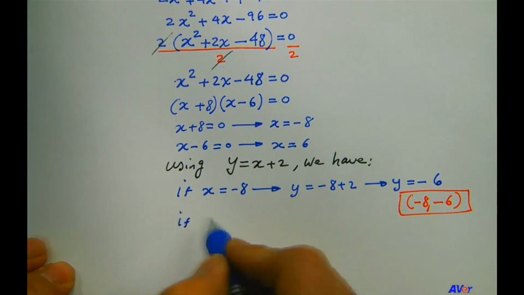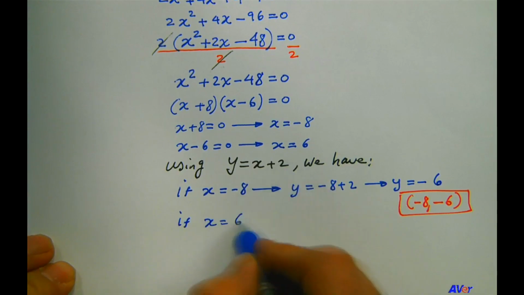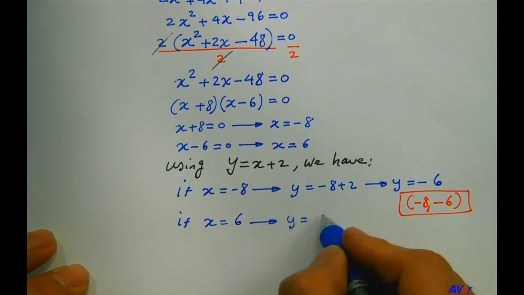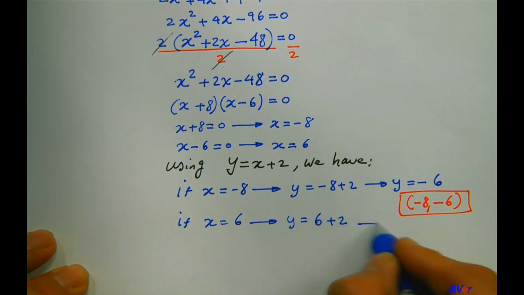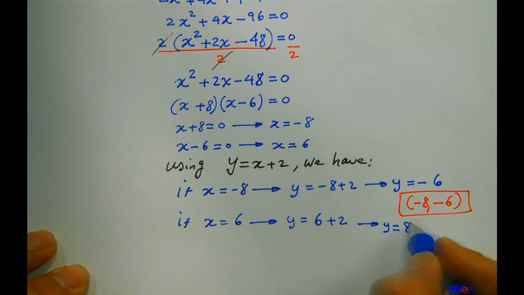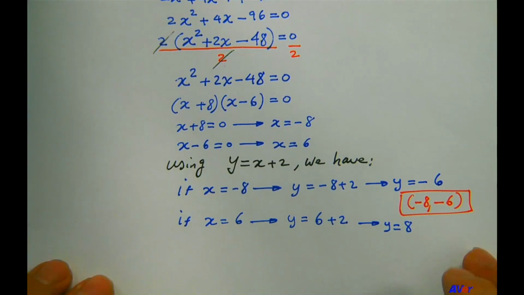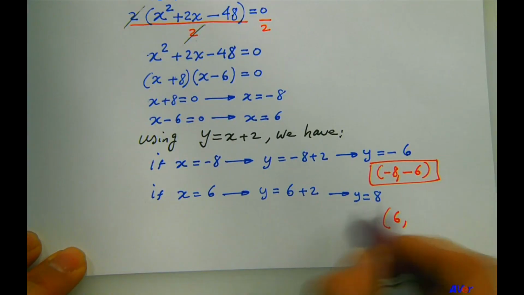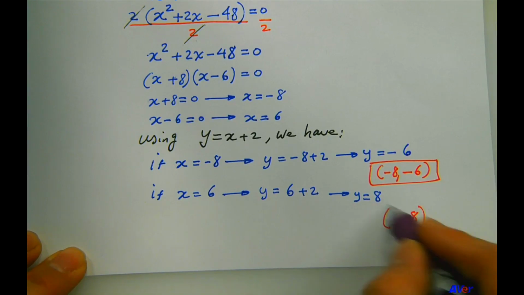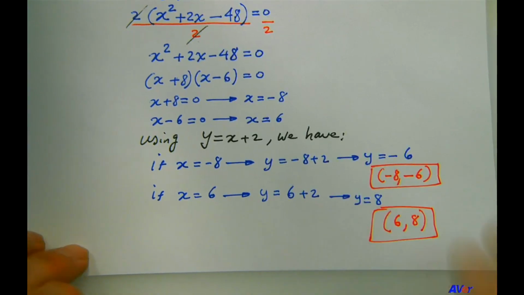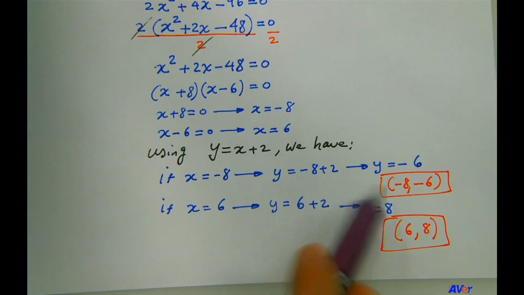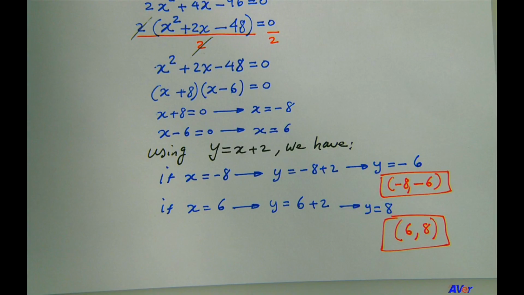Now, if x equals 6, right, then y is equal to 6 plus 2, and therefore y equals 8. Therefore, the second solution to this system is x equals 6, comma, y equals 8. That's the second solution. So those two lines or curves in the system intersect each other at these 2 points.